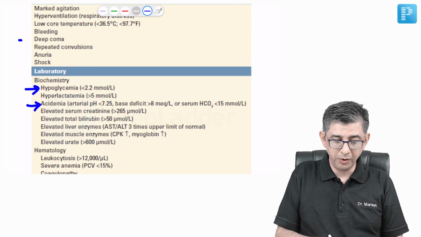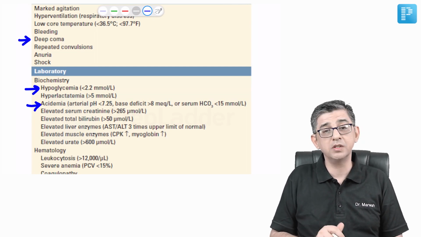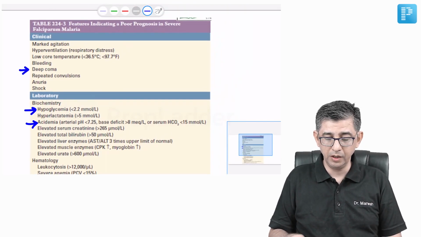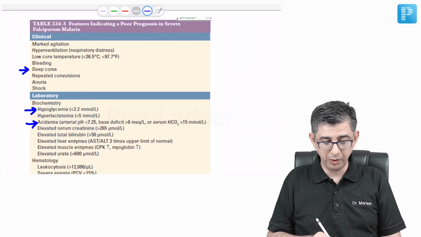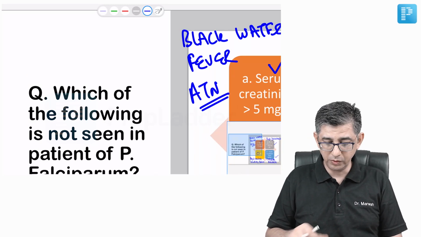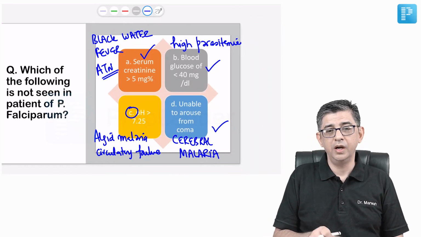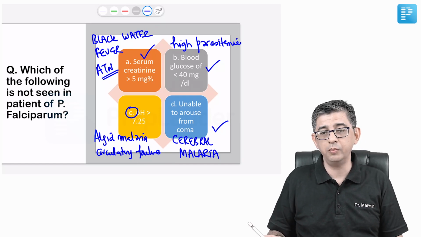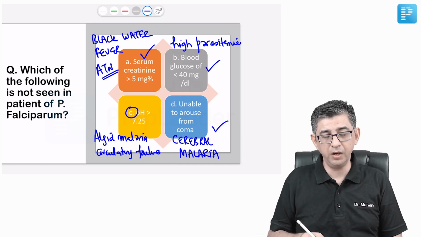There would be coma in a patient. They can even be hypothermia subsequently developing. So multiple manifestations indicate poor prognosis in severe falciparum malaria. It's just that the arrow of pH was the one that was inverted in this particular case. And even if you don't know this, you can solve it on the basis of black water fever, cerebral malaria component, and high parasitemia, as I explained.